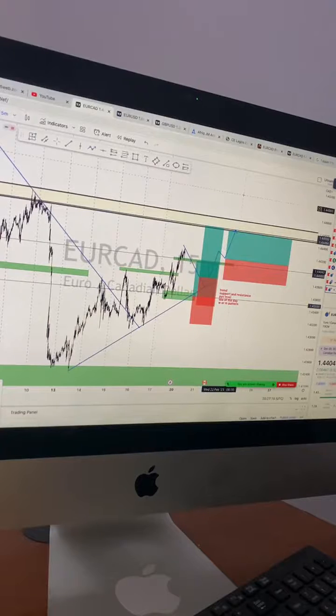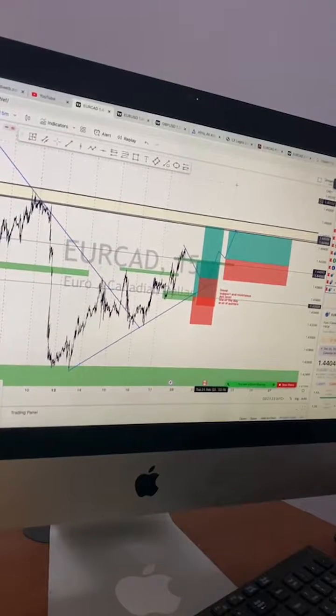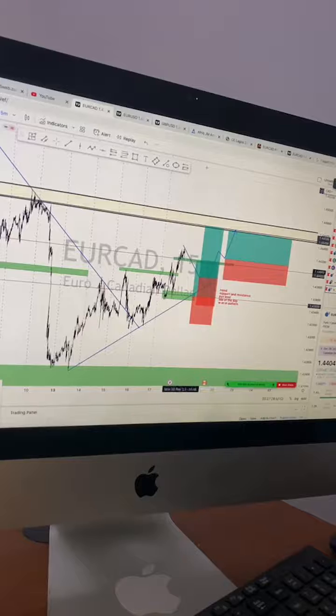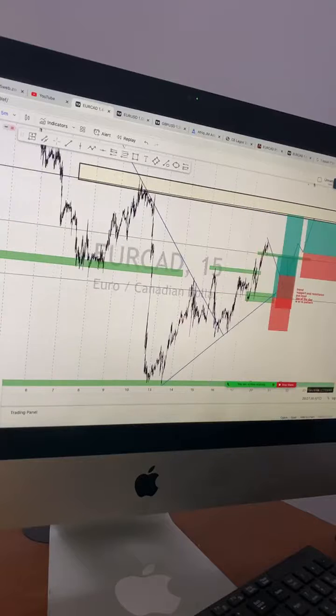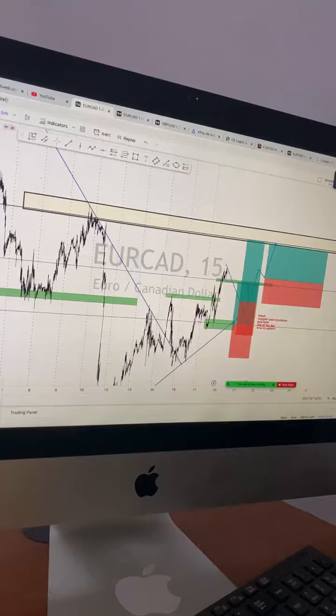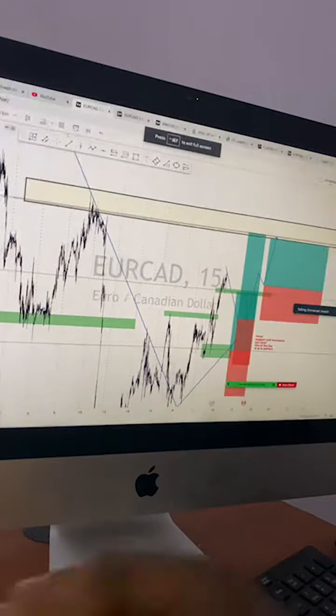So this is what we call planning of a setup. When you plan your setup to go in a certain direction, all right? Can everybody hear me? Okay, so this is what we call planning of a setup. This is the plan for Euro card, our trade on Euro card. This is our plan setup for Euro card.